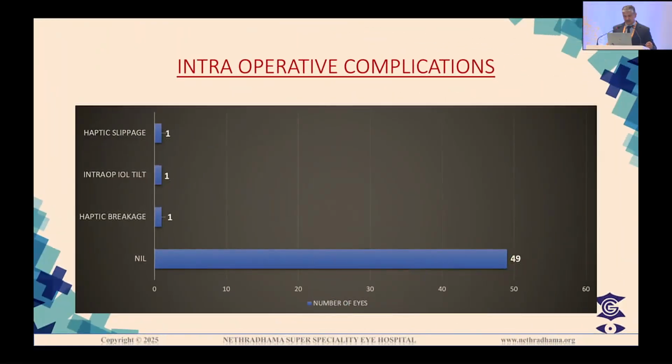We had actually few intraop complications, one haptic slippage, one intraop IOL tilt, one haptic breakage. Otherwise, 49 of the eyes were all normal. Again, you can avoid these. This was in the early cases. So you shouldn't leave the suture loose. You have to actually pull it and then cauterize it so it's flush against the sclera. So there is no movement.